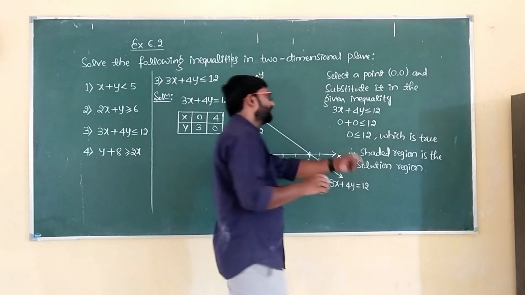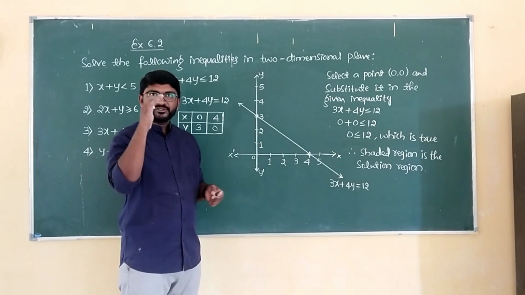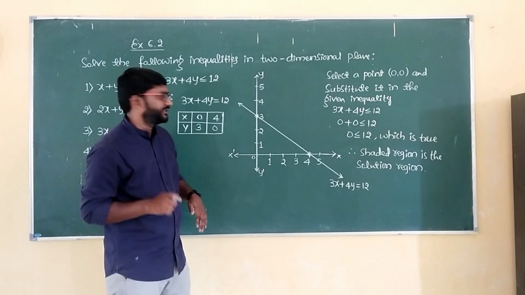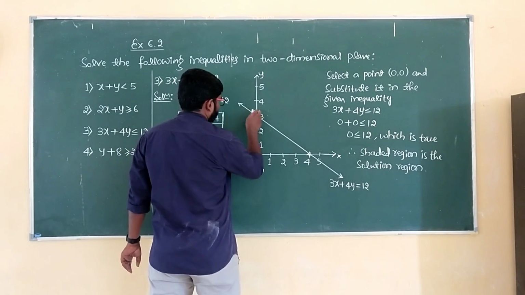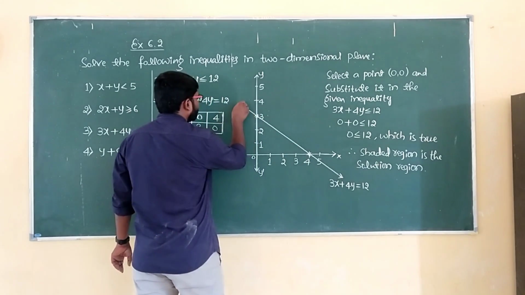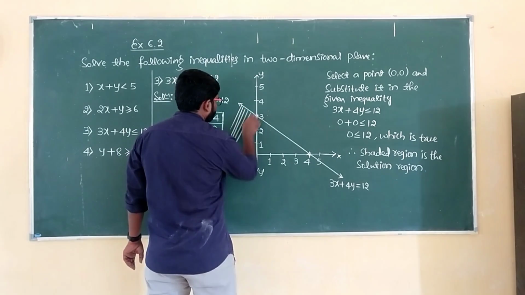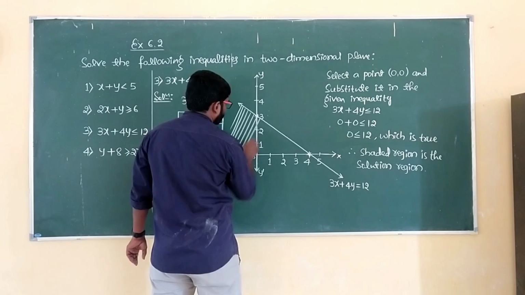Which is true. So if it is true, we have to shade the region towards the origin. So let us shade this. You can shade it completely like this, or just drawing lines also works. Like this also you can shade towards the origin.